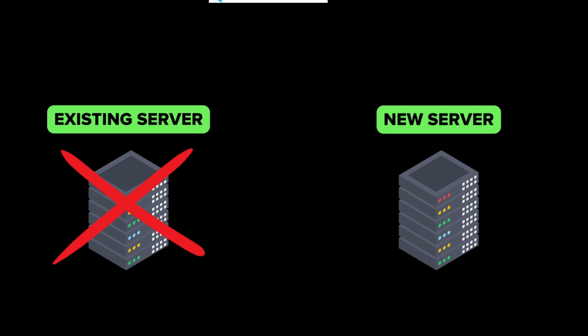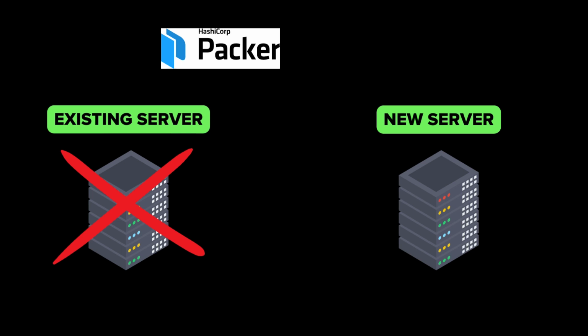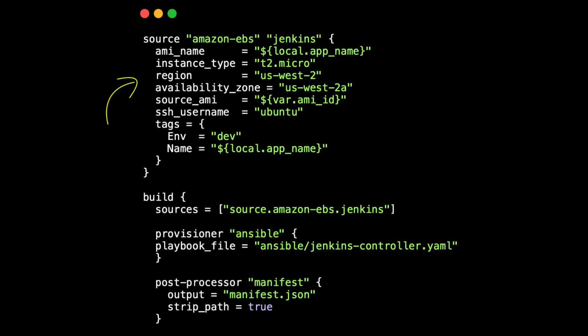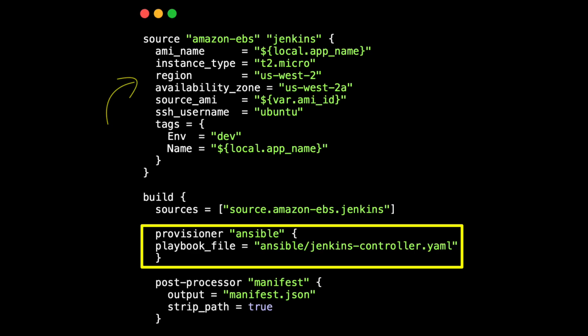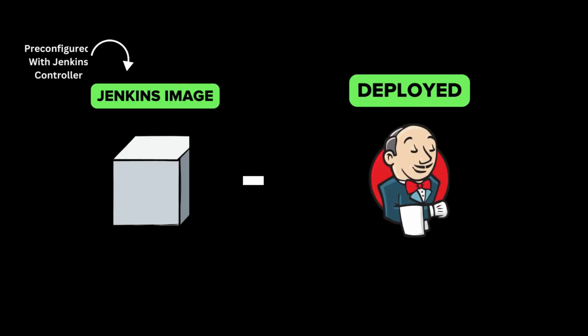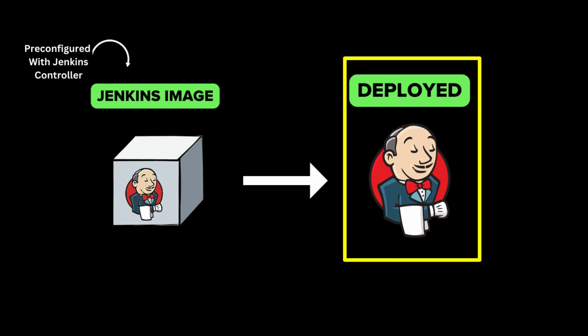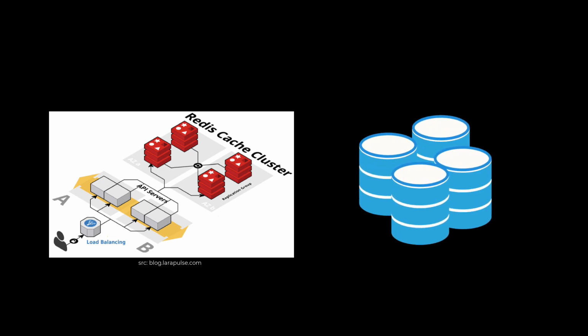Organizations use tools like HashiCorp Packer to automate server image builds along with tools like Ansible. A practical example is a Packer configuration file that uses an Ansible playbook to build a Jenkins controller image. When you deploy the Jenkins controller image built by Packer, you will have a running Jenkins controller instance. You can follow the immutable infrastructure model for most modern applications, including distributed database clusters.